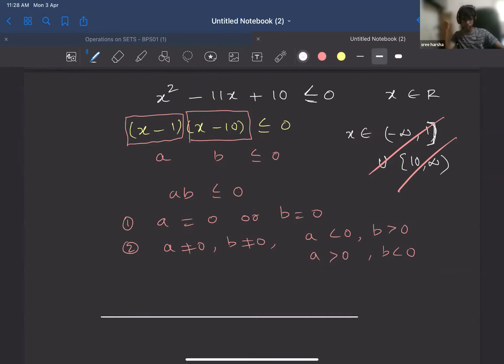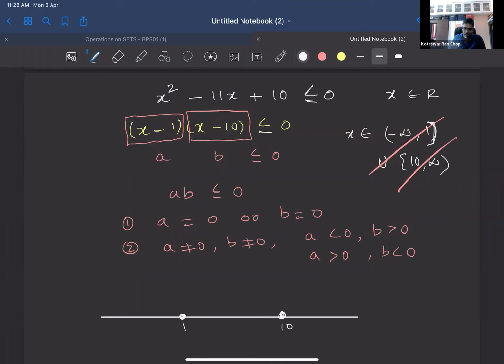10 and 1. Now, are they included? Sir, they are included. Because equal to is also okay. So they're included, so they use a closed circle here. Closed circle tells you that these values are okay for me. They are part of the solution.